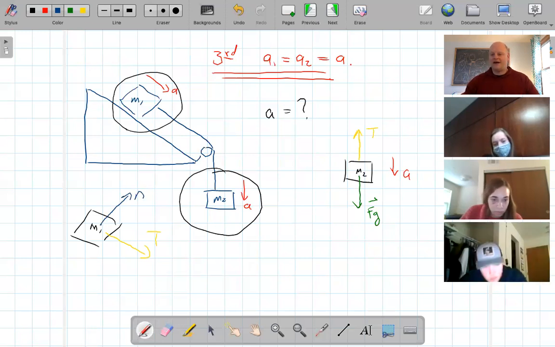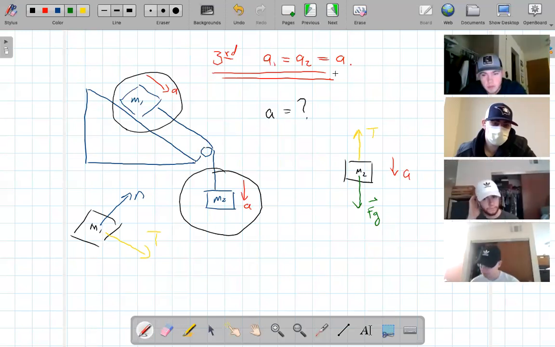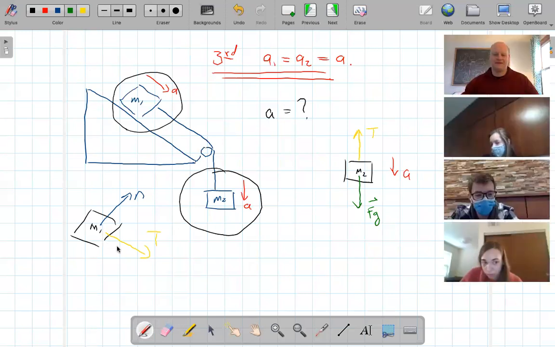And Harrison, what's the last force on M1? Gravity. Which way does gravity point? Down. Straight down. Good. So gravity is this way. Since I have two different gravitational forces, I'm going to call this one FG1 and this one FG2.